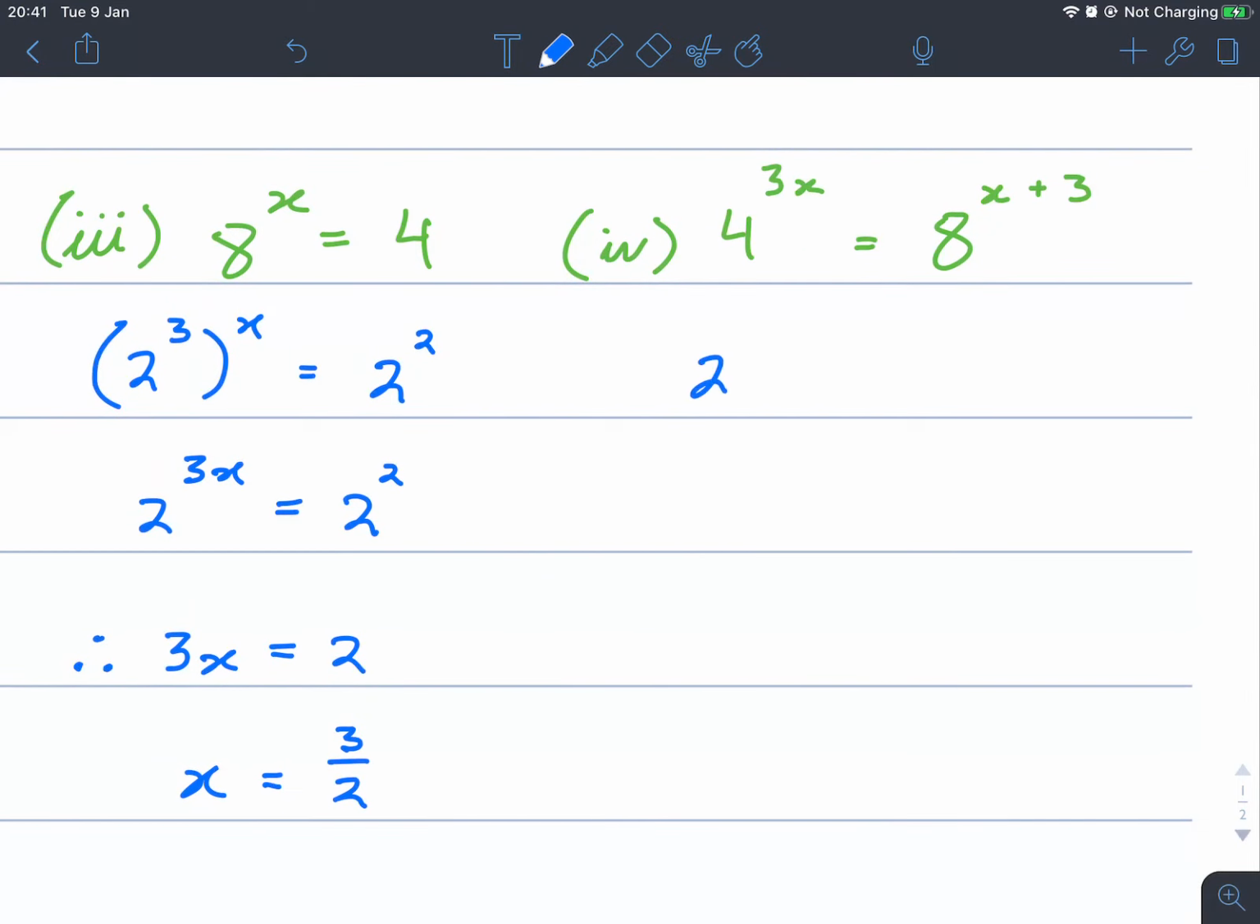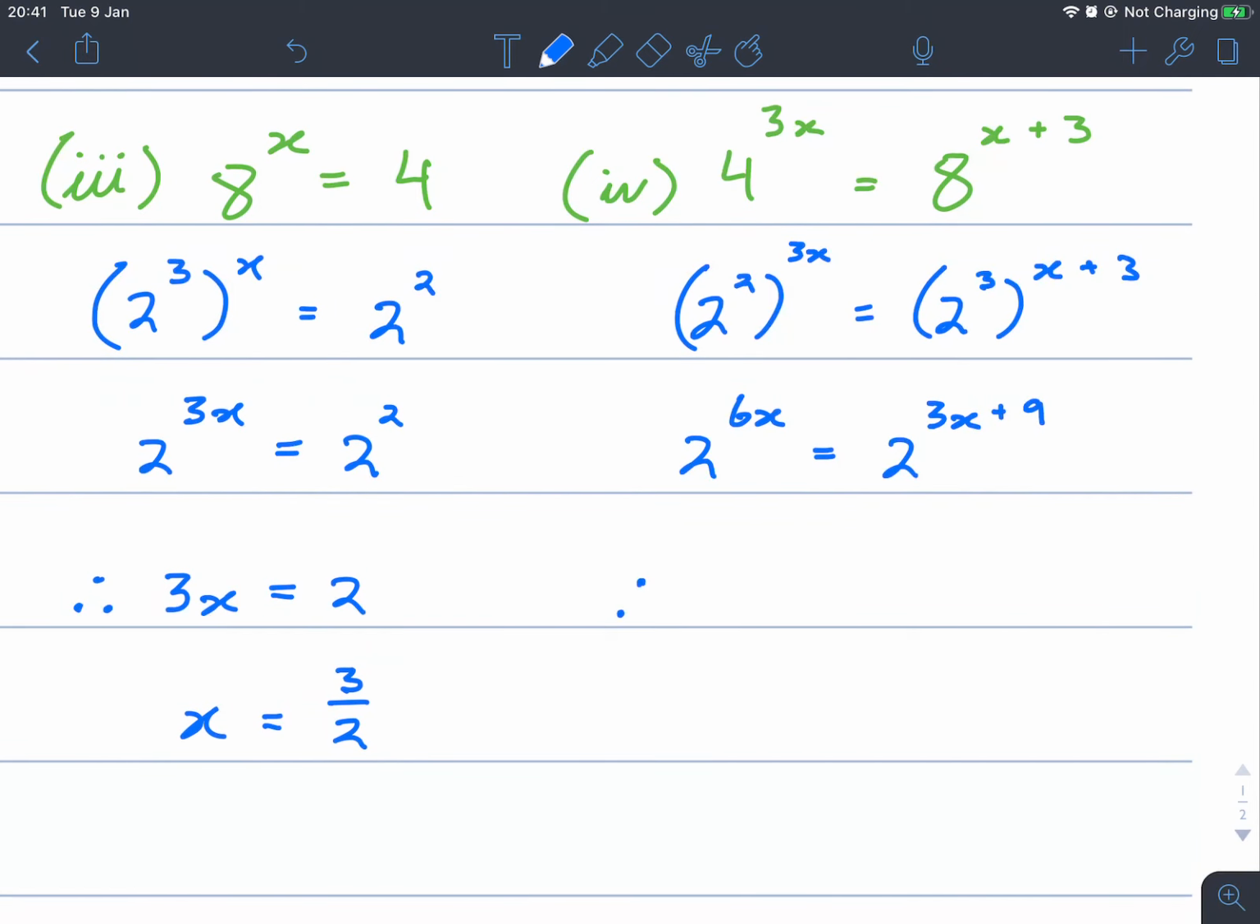4 I know is 2 squared, to the power of 3x. 8 I know is 2 cubed, to the power of x plus 3. Okay, expanding this becomes 2 to the power of 6x. 3 times x is going to be 2 to the power of 3x. 3 times 3, expanding with the index laws, it will be plus 9.